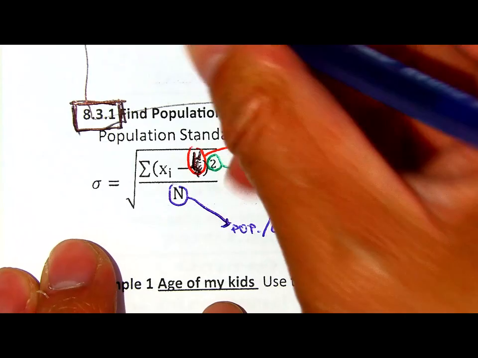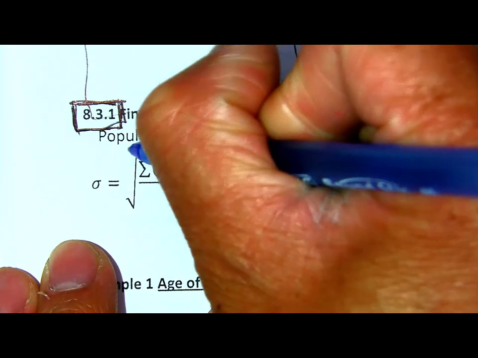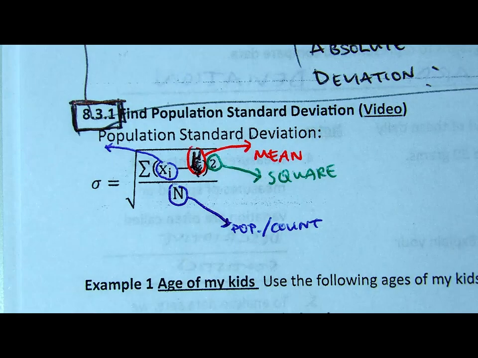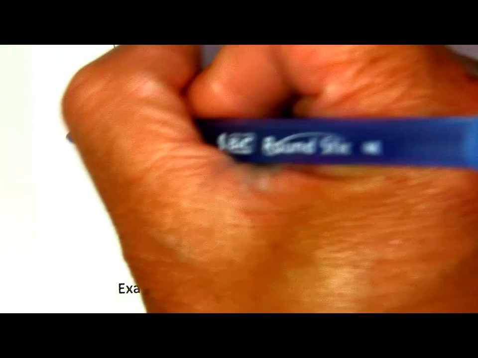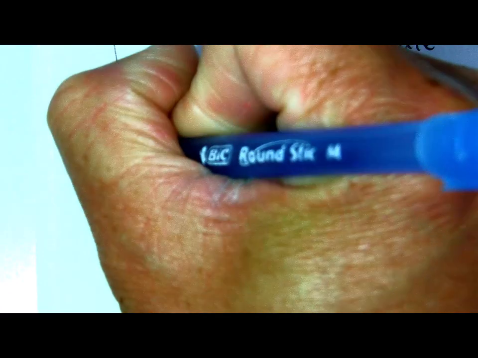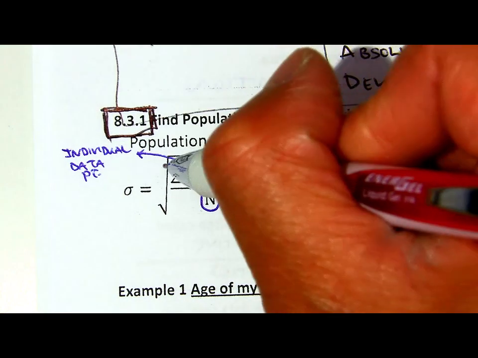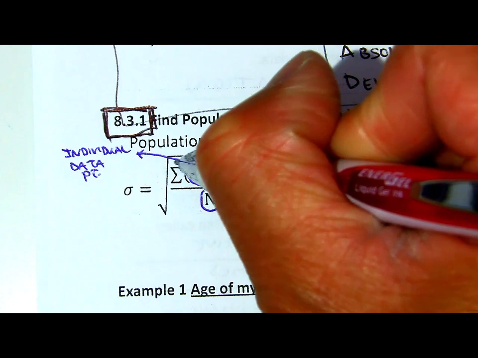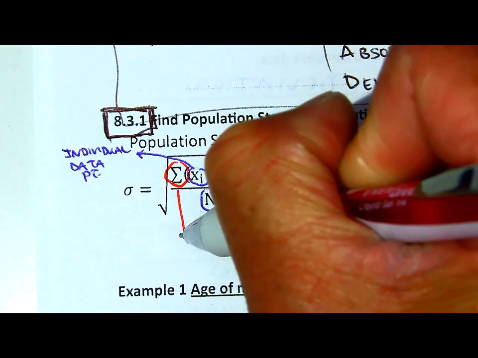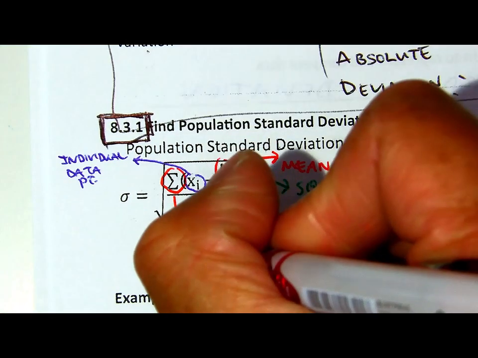Okay, this one's going to be new. Xi. Does anyone know what that is? Okay, this represents an individual data point. Okay, this backwards flat E. What is it? It tells you to add them, summation.